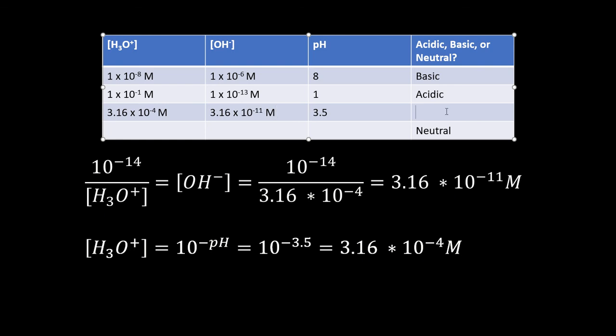And since our pH was already given to us as 3.5, that is below 7. Therefore, this is an acidic solution.